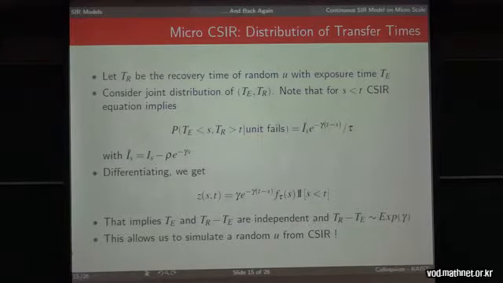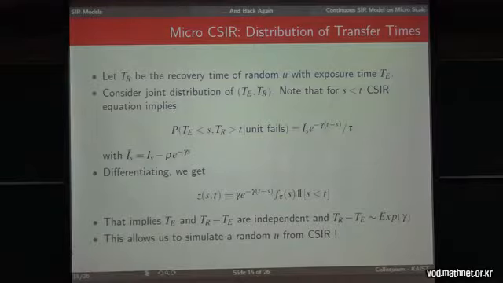So if I call the first transfer TE, it's for exposure. Once you are exposed to an infectious individual, you're transferred over to the I compartment, but then from the I compartment you get transferred over to recovery. So this is transfer to recovery, TR. So that's actually again direct.